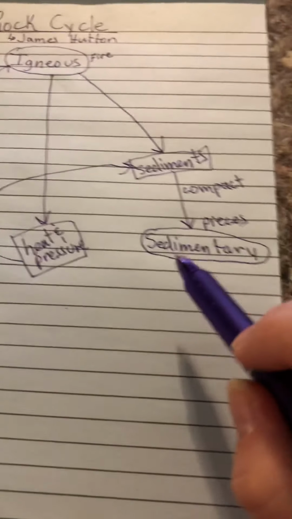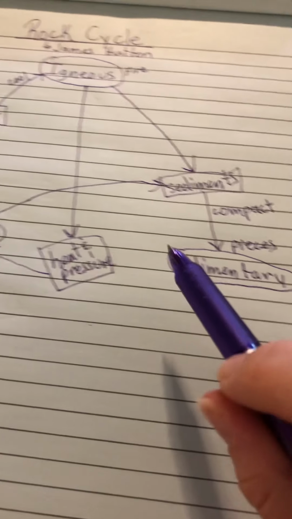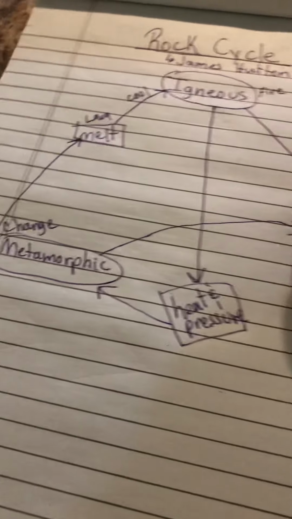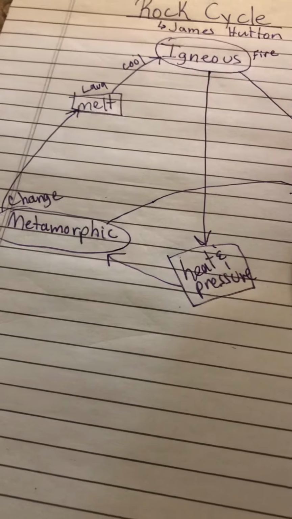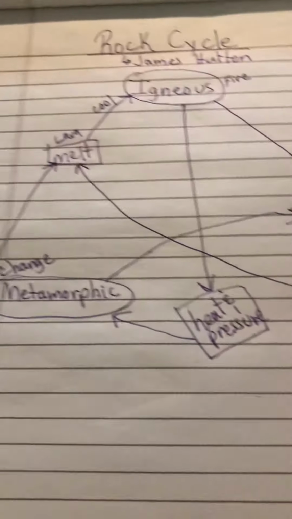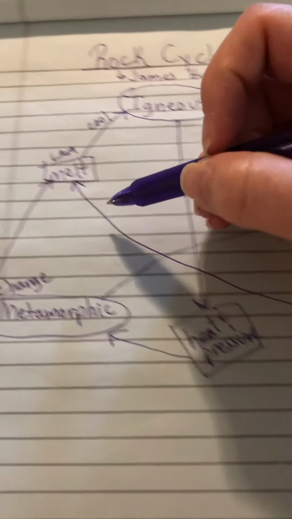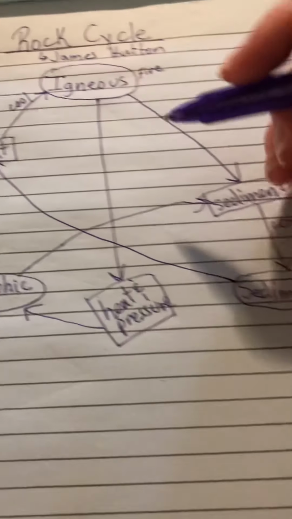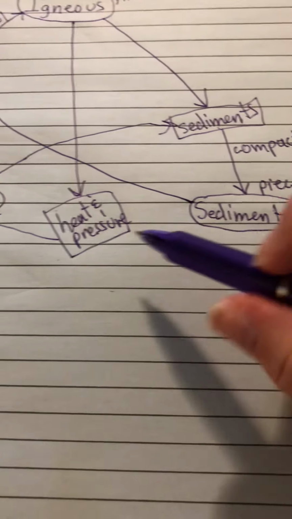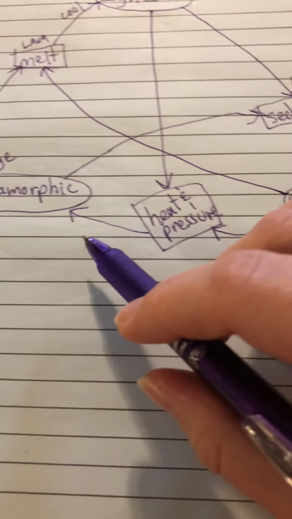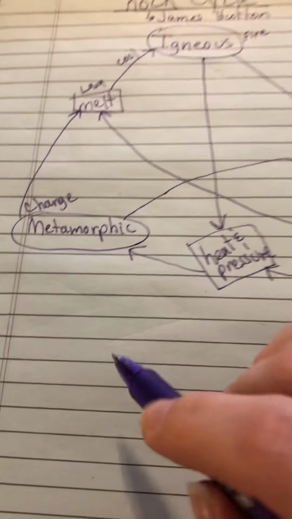All right, last but not least, we have to start with sedimentary. Can a sedimentary turn into an igneous? The answer is yes. These arrows are going to be a little messy, but that's okay. A sedimentary rock must melt. That's a long arrow. Sedimentary rock must melt into lava and then cool to become an igneous rock. Last but not least, can a sedimentary rock turn into a metamorphic rock? Yes, if it undergoes great amounts of heat and pressure, and then the heat and pressure forms the metamorphic rock.